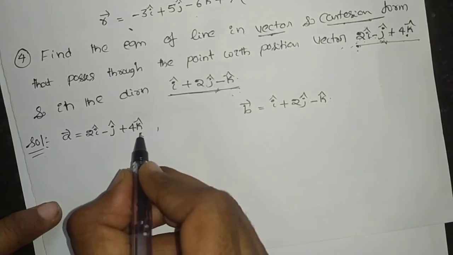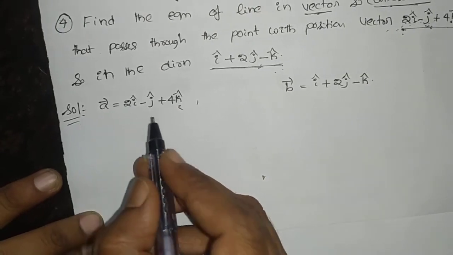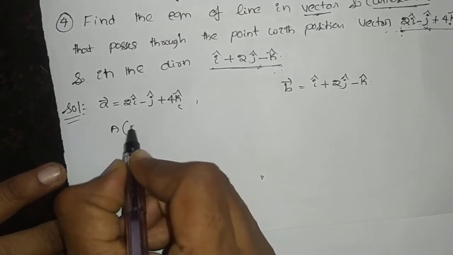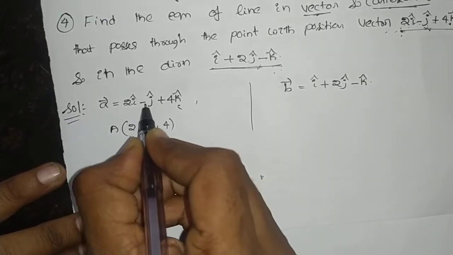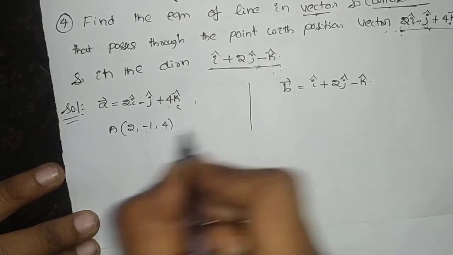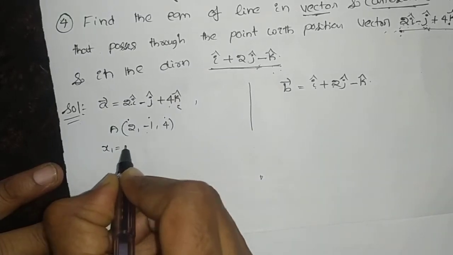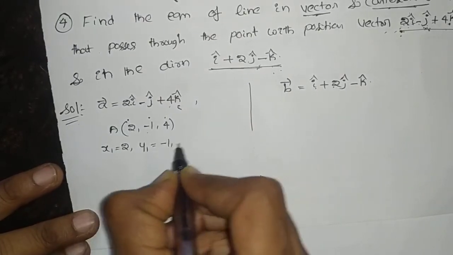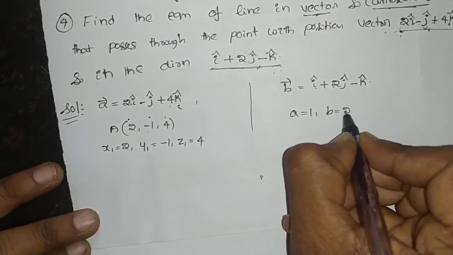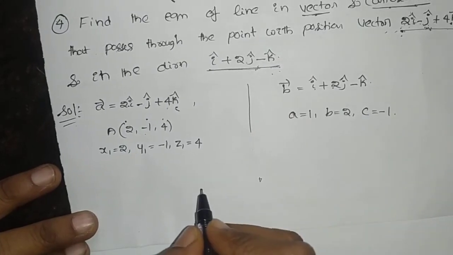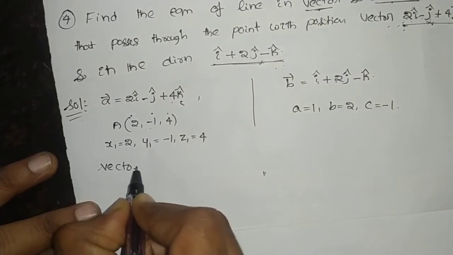This can also be written in vector form. Let us represent this one in Cartesian form. The point A is (2, -1, 4): the i component is 2, the j component is -1, and the k component is 4. Now it is x1, y1, z1, and A, B, C. x1 is plus 2, y1 is minus 1, z1 is plus 4. Next, A equals 1, B equals 2, C equals minus 1. Understand?